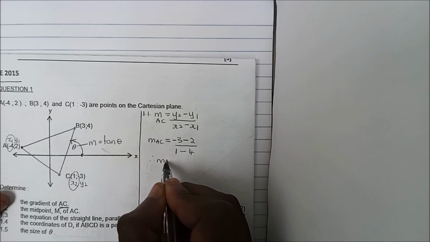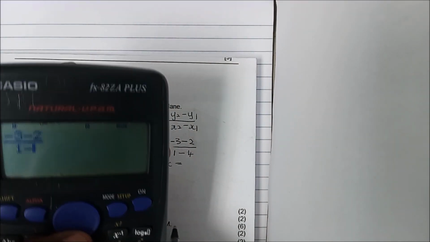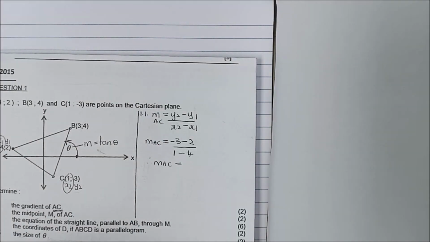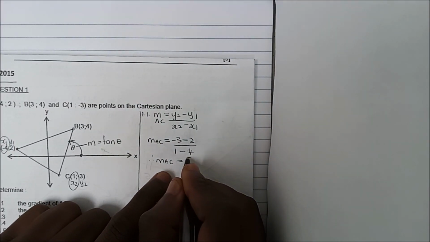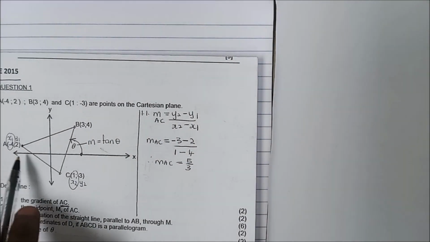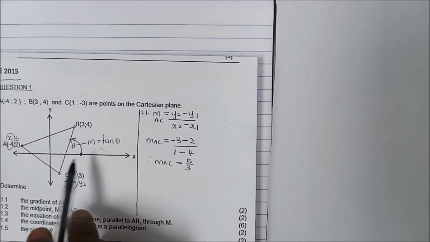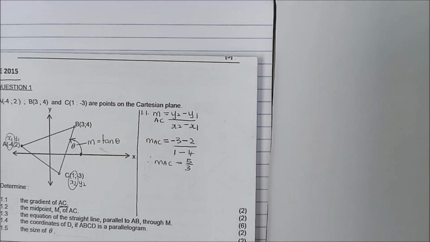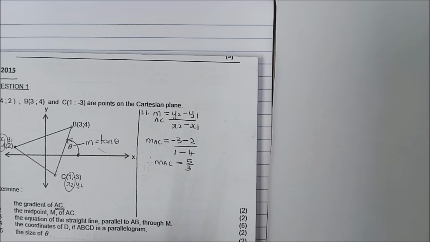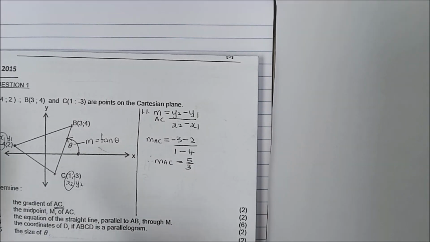Therefore, the gradient of AC will be, we go to our calculator, we have -3 minus 2 all over 1 minus 4. And then that is 5 over 3. So we know the gradient of AC is 5 over 3. Now we check. Look at AC. It is a decreasing line. So our gradient should be negative, but we got a positive. So we made a mistake somewhere. Let's go ahead and rectify that mistake. You see, with these things, if you get a positive gradient, whereas your line is decreasing, it means you need to go back and rectify the mistake.